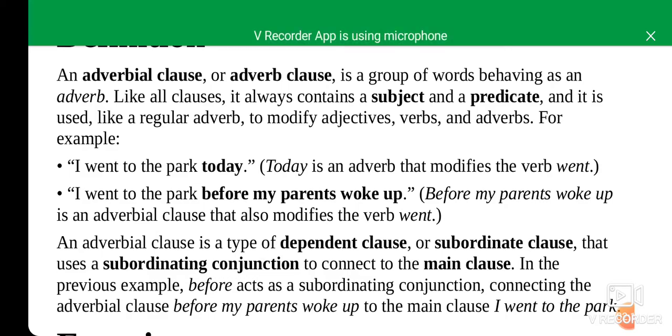Now in sentence number 2 there is an adverbial clause. I went to the park before my parents woke up. Before my parents woke up, that is a dependent clause, and it starts with before, and before is a subordinating conjunction that shows the time. So we can say that the whole clause before my parents woke up is a dependent clause, and here it has been used as adverbial clause because it shows time.